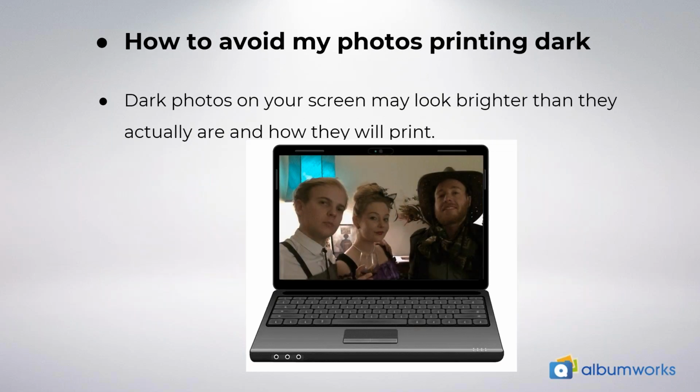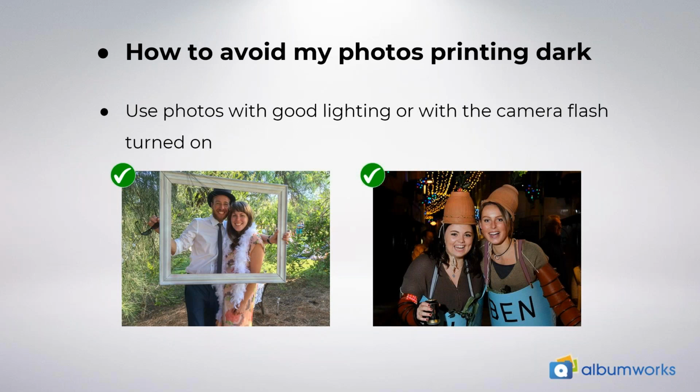While it might look okay on your computer screen, the chances are that it will be even darker when printed. This is because photos on your screen are backlit with an artificial light, boosting the appearance of light in a photo, especially if your computer screen has the brightness turned all the way up. Try to use photos that are well lit. Using the flash indoors or even outdoors in the shade is a good way to make sure the subject in your photos will be brighter.